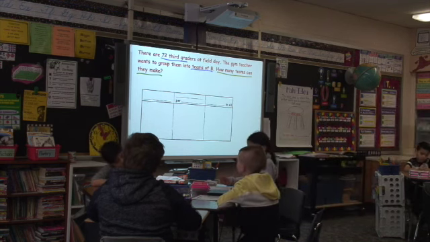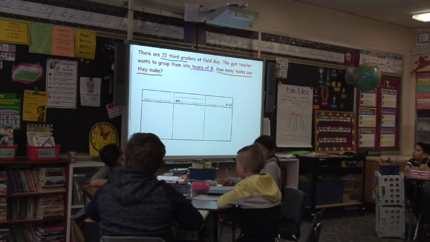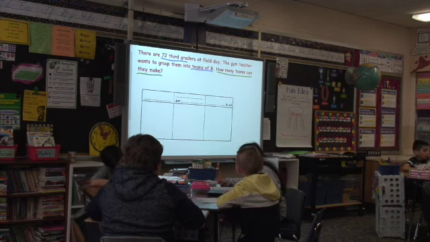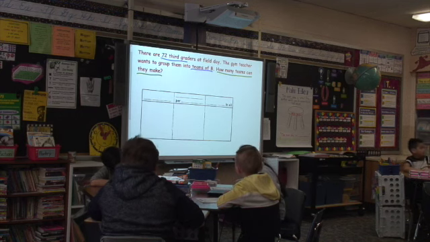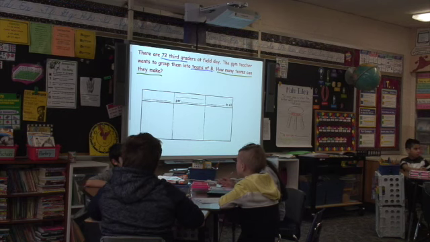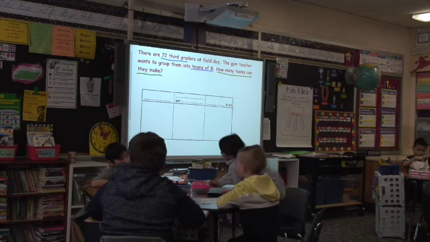So you've got to look up there, because that's where the problem is. There are 70 third graders in the field today. Okay, the gym teacher wants to group them into teams of 8. How many teams do you think? Teams of 8. Right here we do it. It's saying teams of 8.